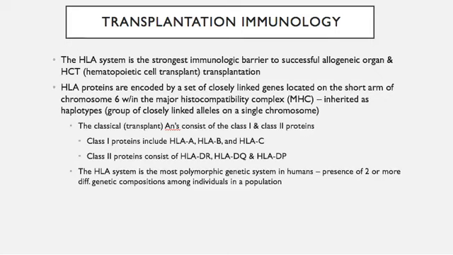The HLA system is the most polymorphic genetic system in humans, and we used that term in microsome. Polymorphic just means presence of two or more different things. In this case, it's two or more different genetic compositions among individuals in a population. So many HLA genes exist in the population, and there's a ton of different combinations of these genes that are possible in individuals.